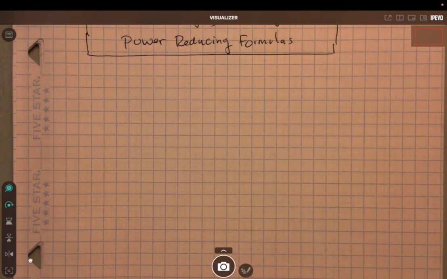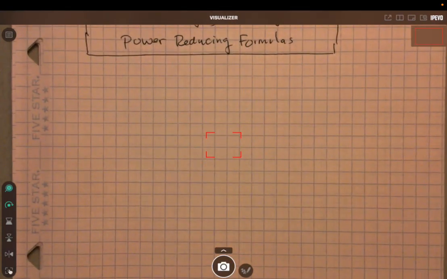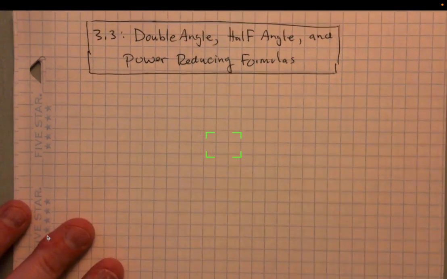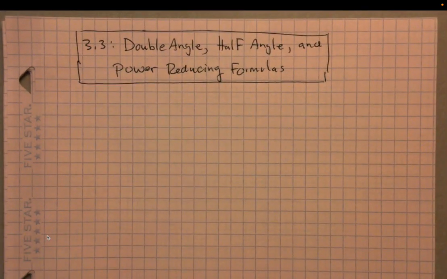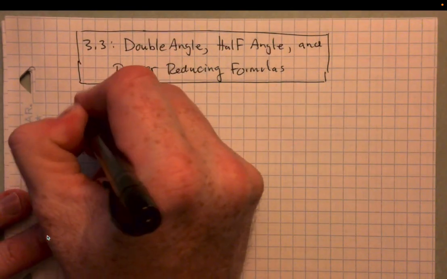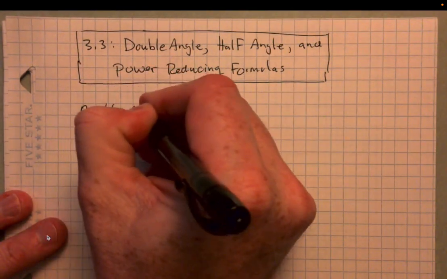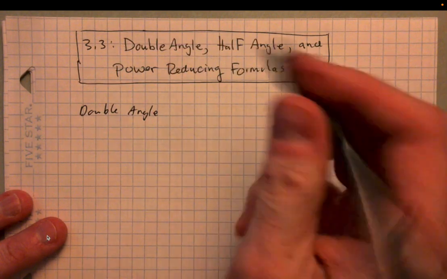We'll call this section 3.3, and that's double angle, half angle, and power reducing formulas. I'm going to start with the double angle formulas, and I'm just going to start by writing them out. And then we'll see where they come from.